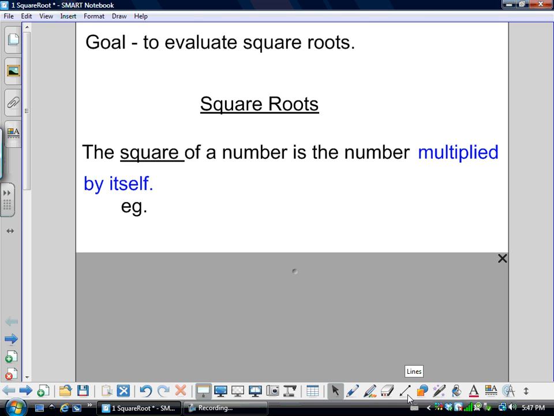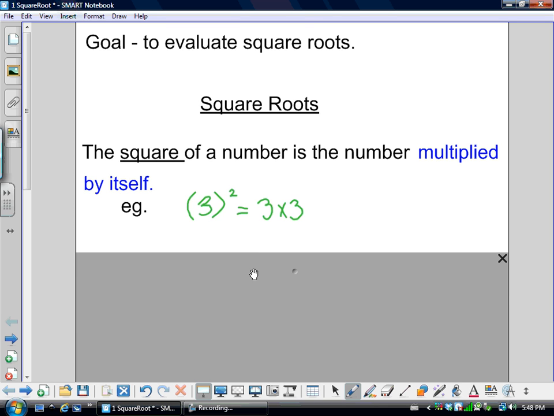So for instance, if I have the number 3 and I square it, what that means is I'm taking the number 3, I'm multiplying it by itself to come up with the answer, obviously, of 9. But that's what a square means, a number, in this case 3, multiplied by itself.